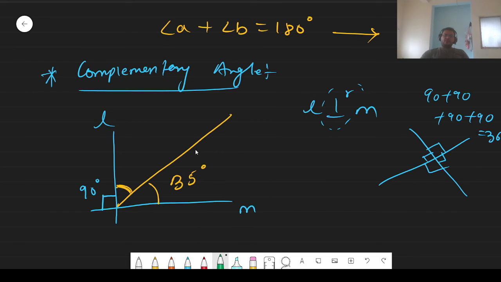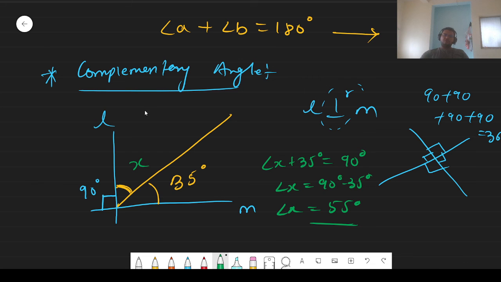Okay. So what I can say here is, let's say I have named this angle X. So angle X plus 35 degrees will give us 90 degrees. Can you tell me what X will be? X will be 90 degrees minus 35 degrees, which equals 55 degrees. See, it is very easy.